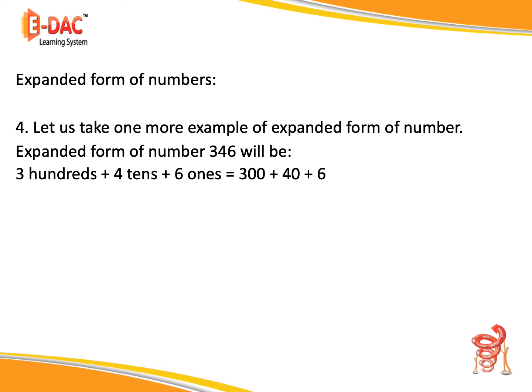Now let's talk about one more example for the expanded form of numbers. The number to be expanded is 346. We know that here the number 3 is at hundreds place, 4 is at tens place, and 6 is at ones place. Therefore, when we write it in the expanded form, it can be written as 3 hundreds plus 4 tens plus 6 ones, or it can be written as 300 plus 40 plus 6. This is how we expand the numbers and we write them.